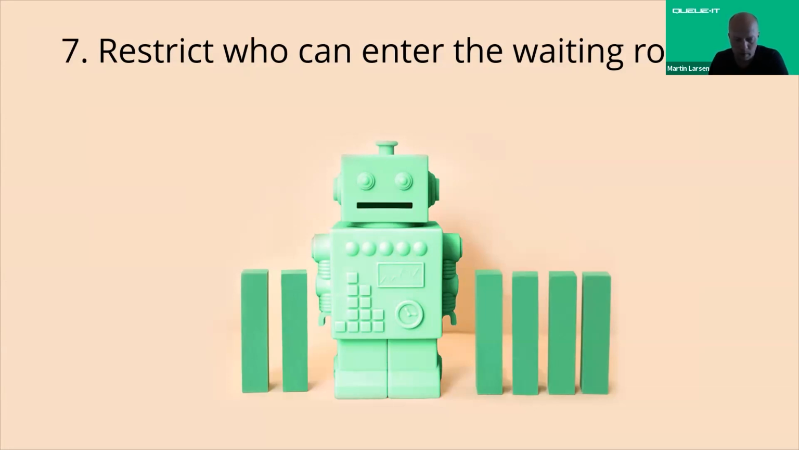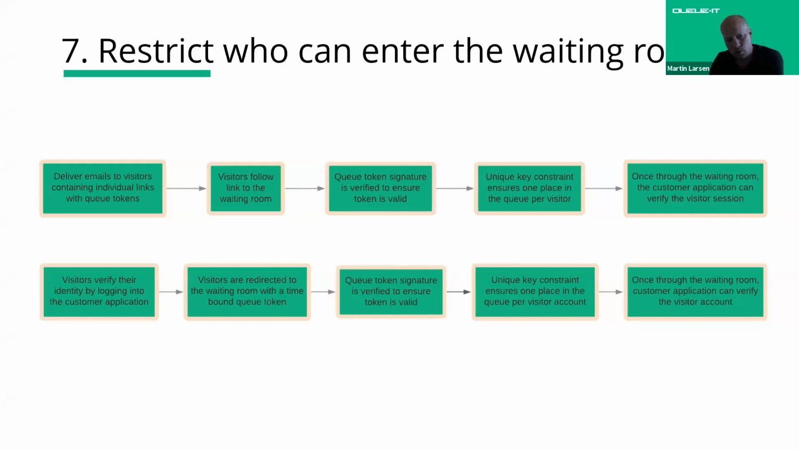It could be a loyalty program, for instance. Now you want to make sure that they are the only ones who can get the offer, and you also want to make sure that these are the only ones who can enter the waiting room. So we support this option using a securely signed token, which we call Q token.